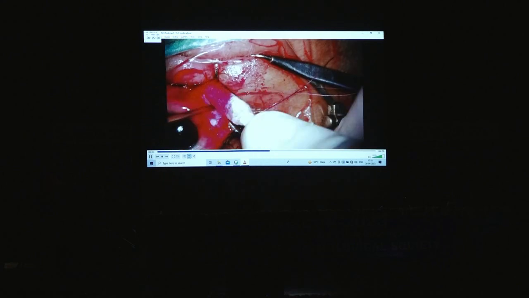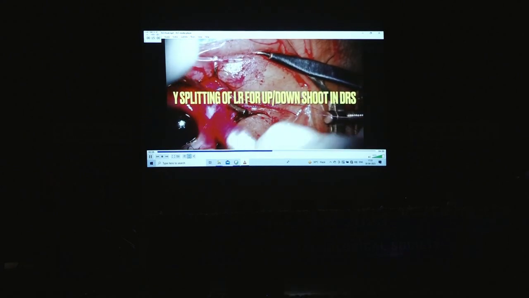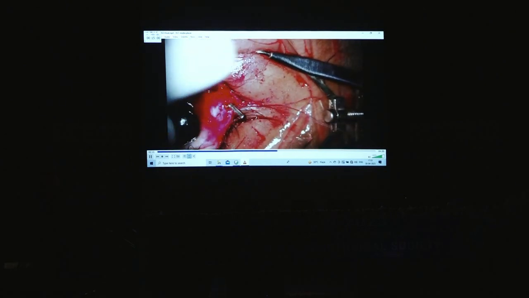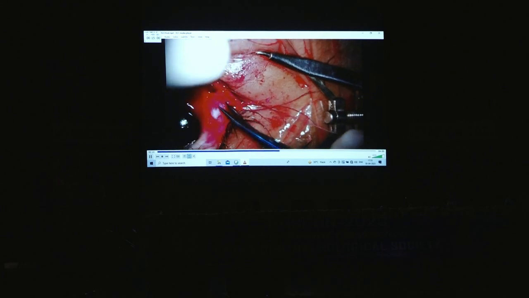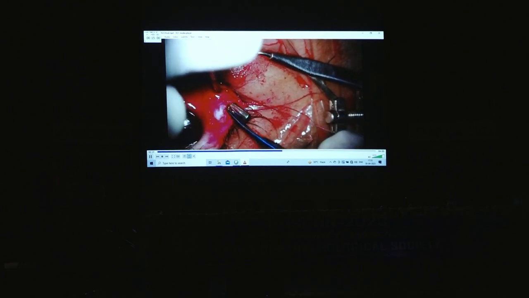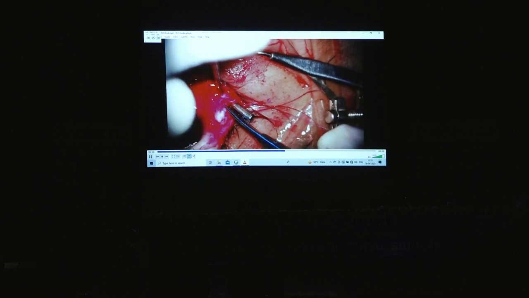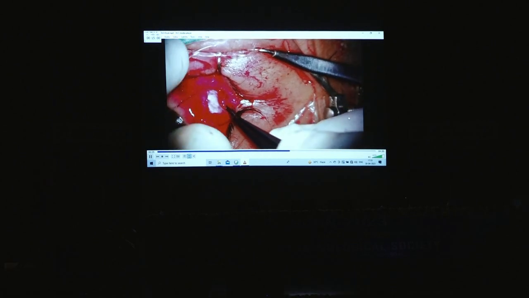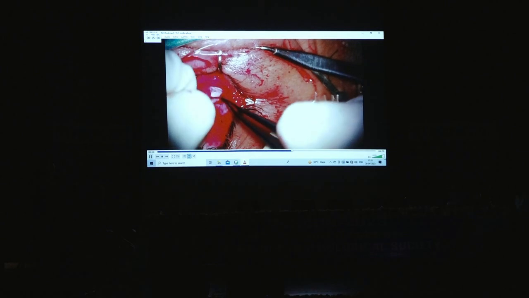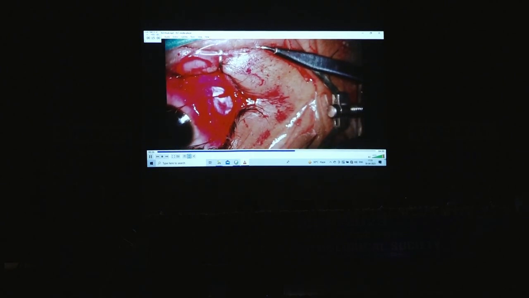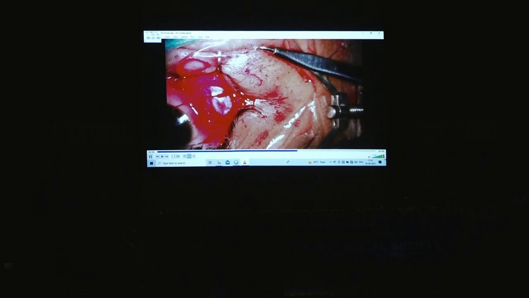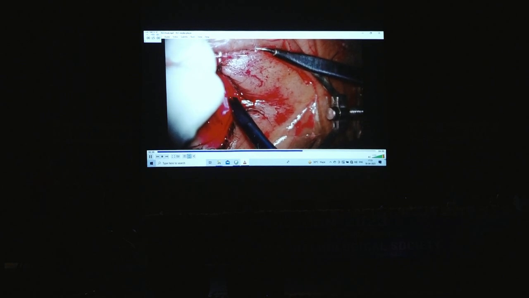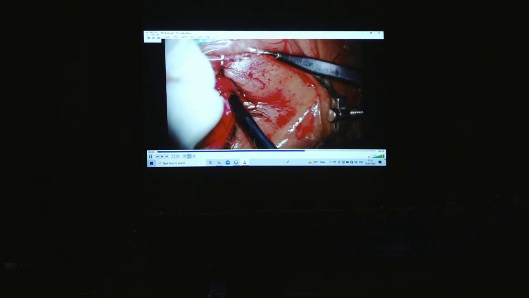Now this is another case of Duane's retraction syndrome with an upshoot. Duane syndrome, as you all know, is associated with upshoot and downshoot, and to correct upshoot and downshoot, we have to do a lateral rectus splitting. Once you do a splitting, the tautness of the lateral rectus and the sling phenomenon which throws the eyeball in an up or down direction is released. So now the lateral rectus is hooked and cut and secured with 6-0 Vicryl.